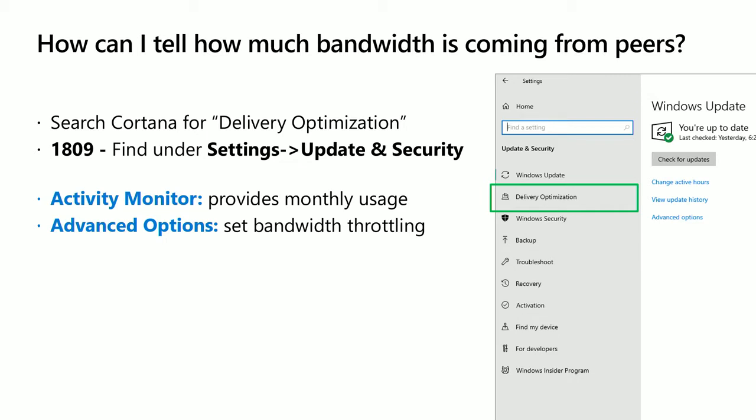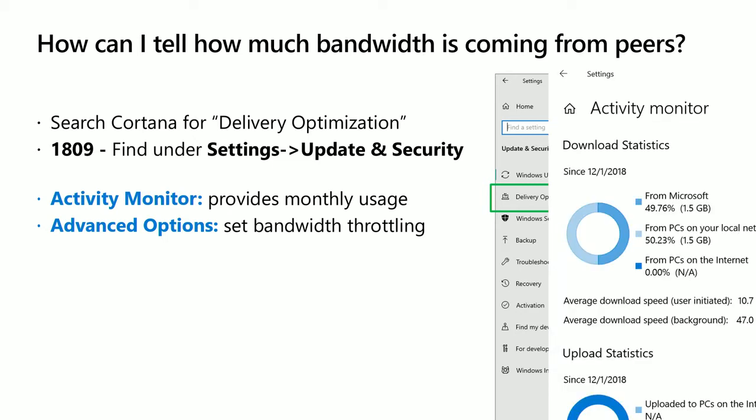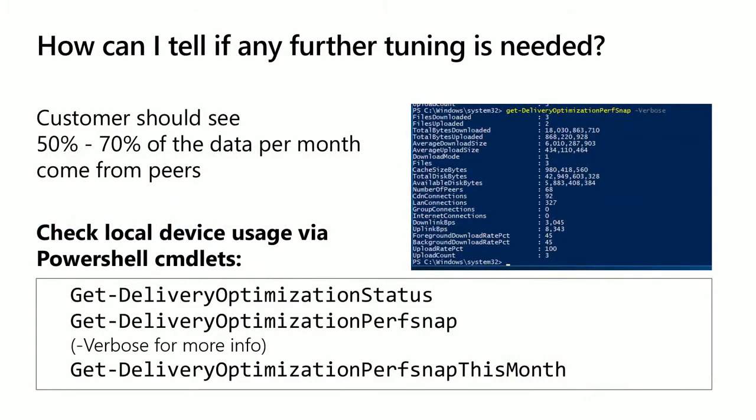So first you have options within your device to look at that. We have an activity monitor under settings. If you search for delivery optimization, you'll be able to find that. This is a screenshot from my machine, but that's kind of a summary from the beginning of the month. If you want to see more in-depth, there are PowerShell commandlets that you can run.